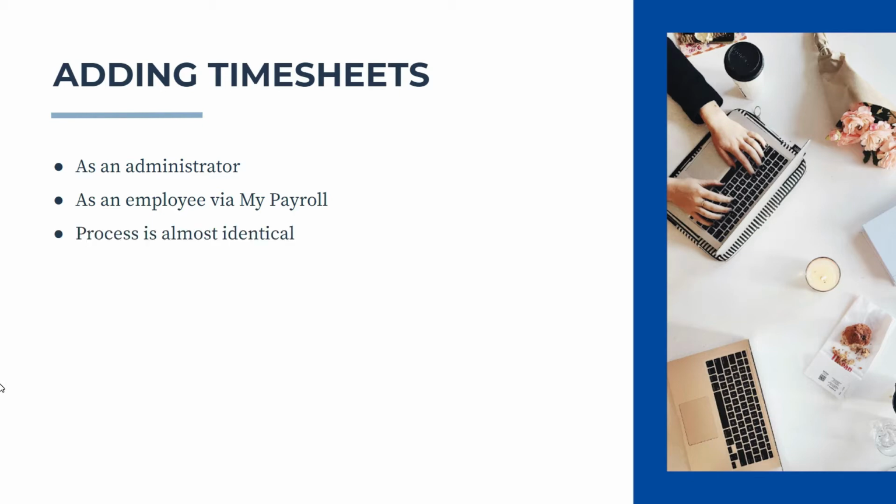Now, the process for both ways is almost identical. You just log into different places to do it, but the screens and the buttons, etc., are pretty much exactly the same. So in this lesson, I'm going to show you how to do it as an administrator, because that's how we're logged in to Xero's demo company. And once you know how to do that, you can easily train your staff on how they can do it as an employee. They just need to log into My Payroll and you can show them the process. So let's go into the demo company now as an administrator, and we'll put in a timesheet for approval.